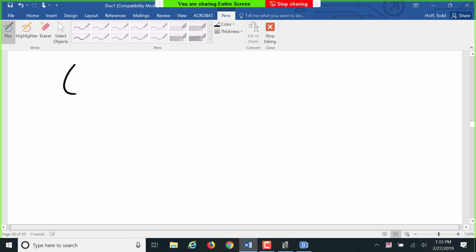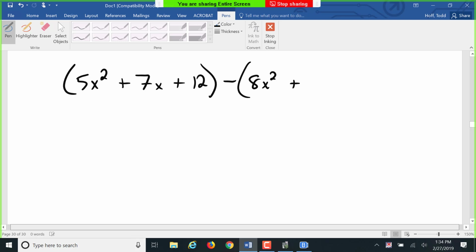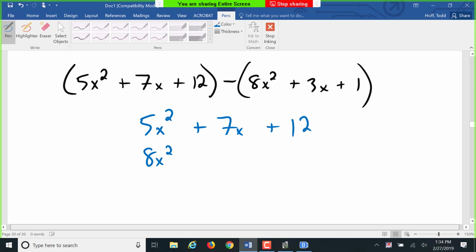Subtraction. So I might have 5x squared plus 7x plus 12 minus 8x squared plus 3x plus 1. Again, I'm going to line up the columns. So I write it out, 5x squared plus 7x plus 12. 8x squared goes under the 5x squared. 3x goes under the 7x. The 1 goes under the 12.